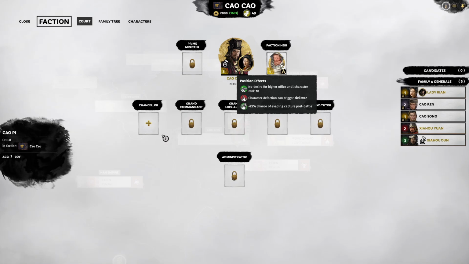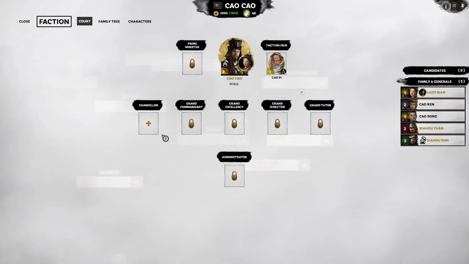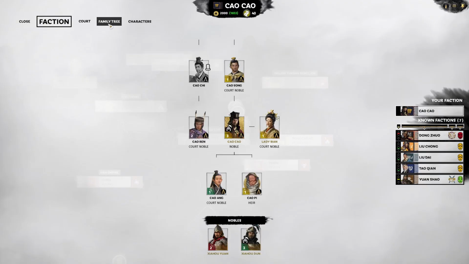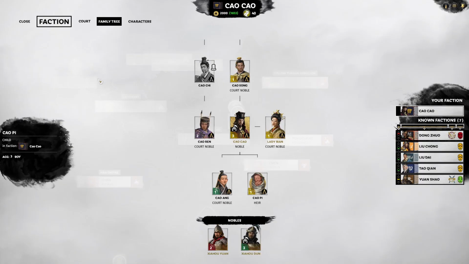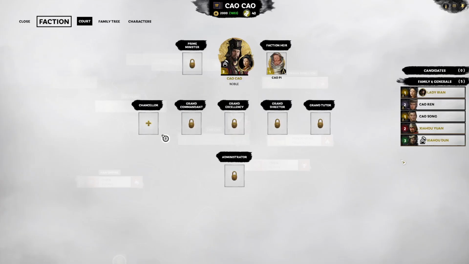Right now we have a problem as we begin this game because our faction Heir is a little baby. It is our son, but the problem here is because he's a kid, and if we want to talk about kids, we might as well go into the family tree tab. We can see that Cao Cao here is married to Lady Bian and has 2 children. Both of these children are not on our character list. We can see Cao Ang and Cao Pi, and they're not in our character list.